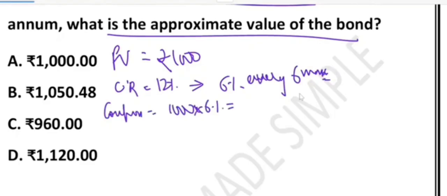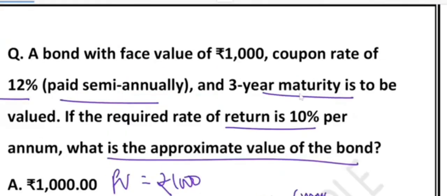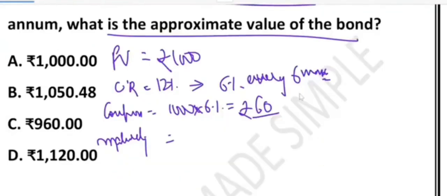Okay, that will be how much? 60 rupees every 6 months. Now what is the maturity? If you look at the maturity, I think it is 6 years, but it is 3 years, sorry. It is 3 years.